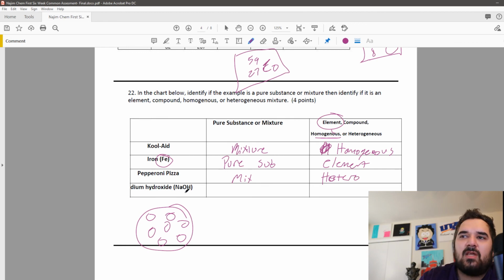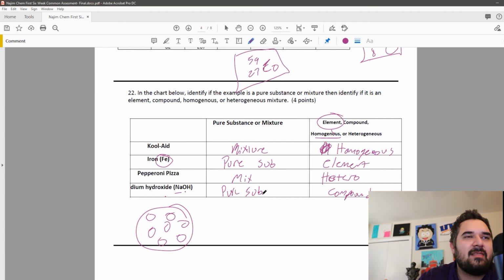Last one we have is sodium hydroxide. And luckily it gives you the chemical symbol for them. So NaOH. And because you can see that it's a combination of things on the periodic table, this one is going to be a compound. And you heard me just say mixture, but this is not a mixture. This is a pure substance. So compounds are considered pure substances.